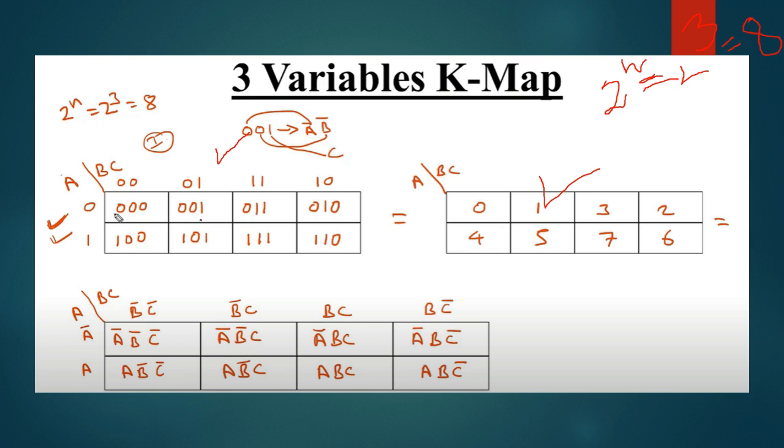So how many cells do we have here? This is cell number 1, 2, 3, 4, and this is 5, 6, 7 and 8. These are the 8 cells that we have altogether. So this satisfies our condition of having 2 to the power n number of cells. The first condition is met.